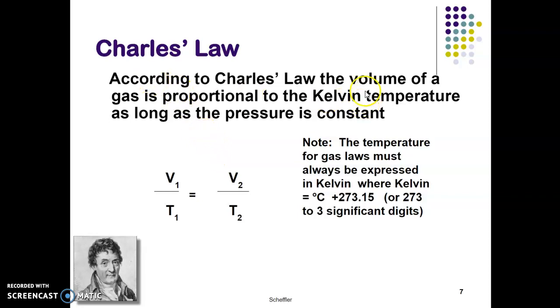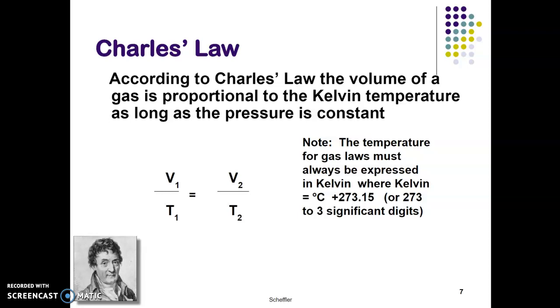According to Charles' law, the volume of a gas is directly proportional to the Kelvin temperature as long as the pressure is constant. Meaning that as the volume goes up, so does the temperature. As the temperature goes down, so does the volume. So volume up, temperature up; volume down, temperature down.